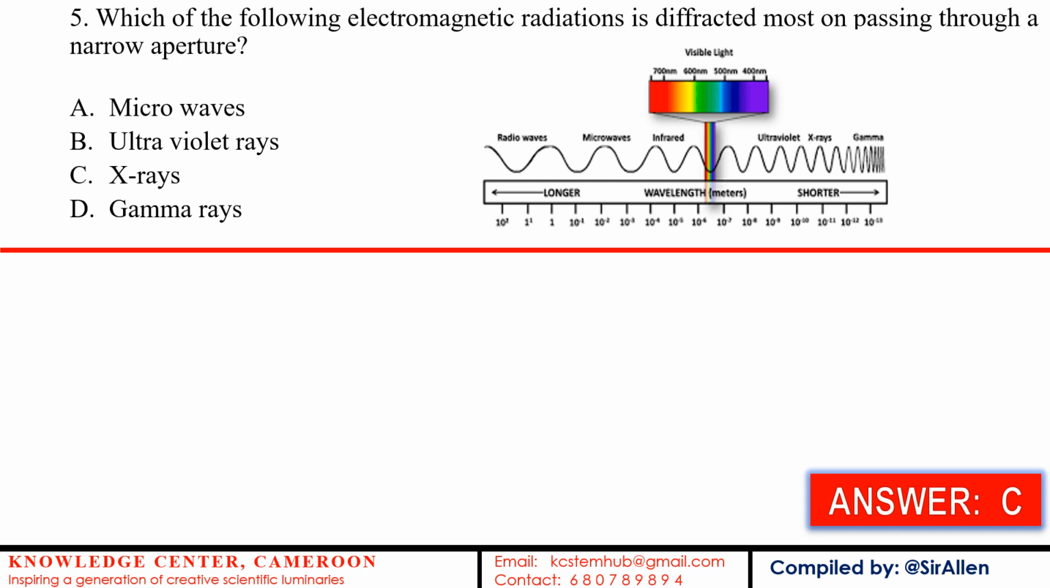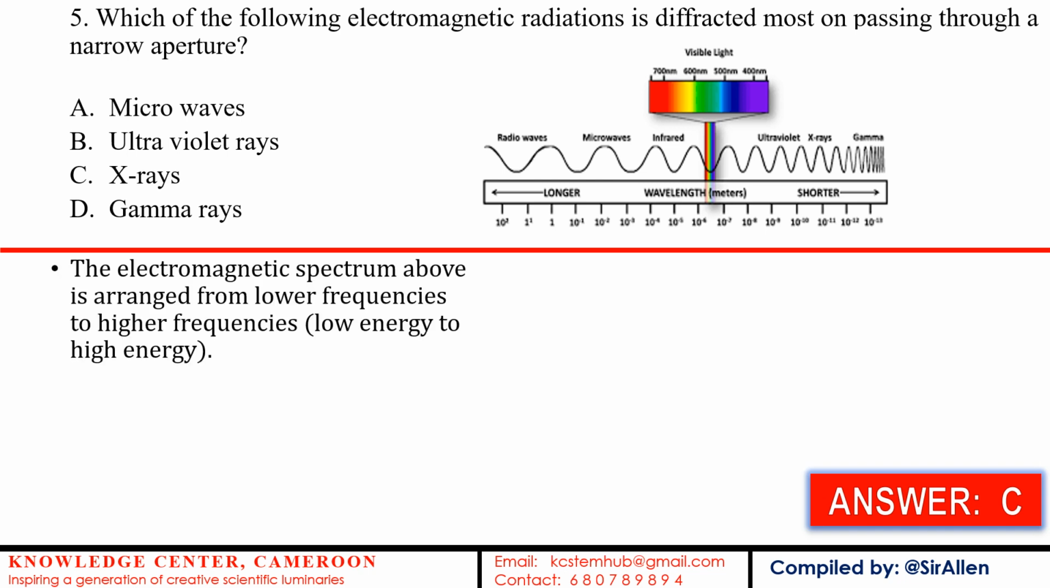Which of the following electromagnetic radiations is diffracted most on passing through a narrow aperture? Listen, diffraction is a wave phenomenon. The one with the longest wavelength will be diffracted most, as simple as that.